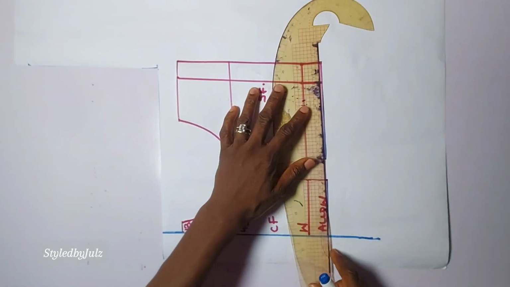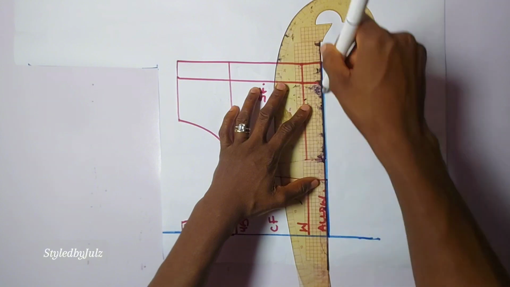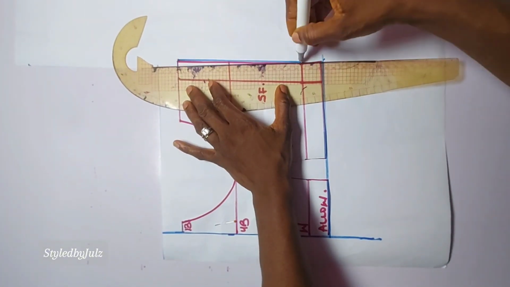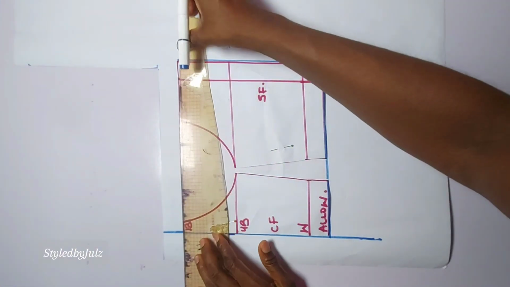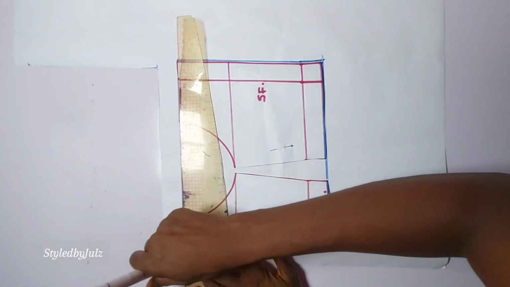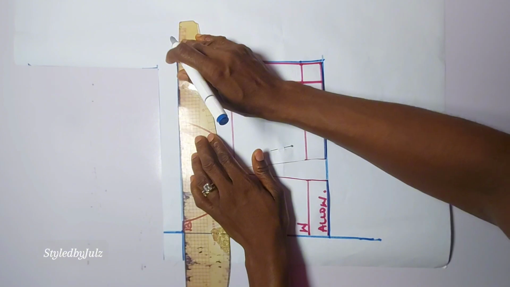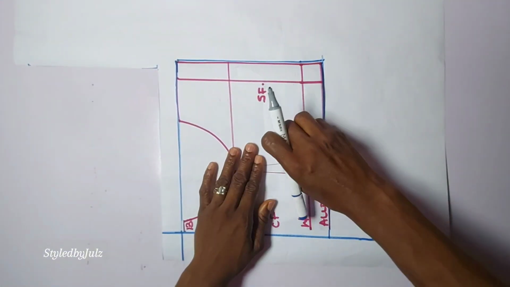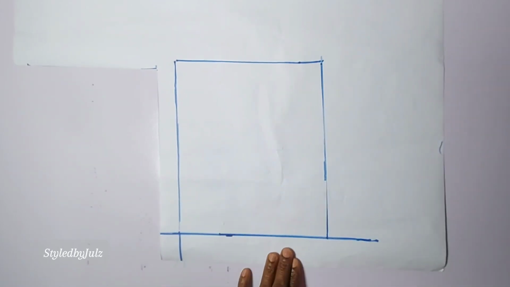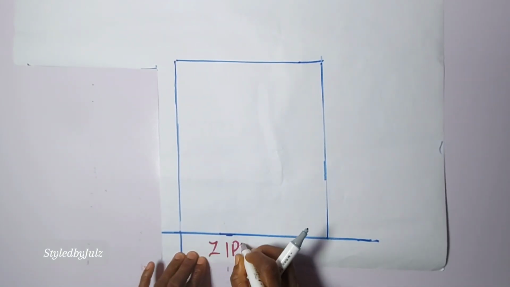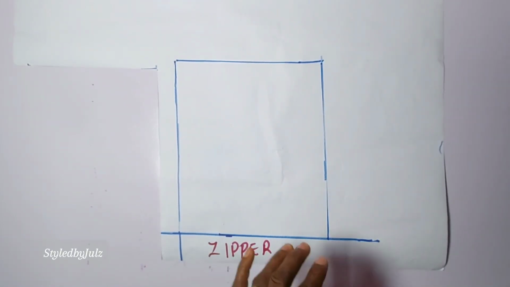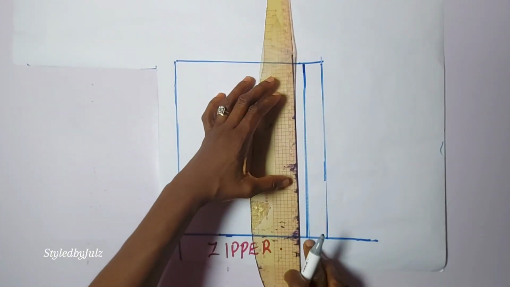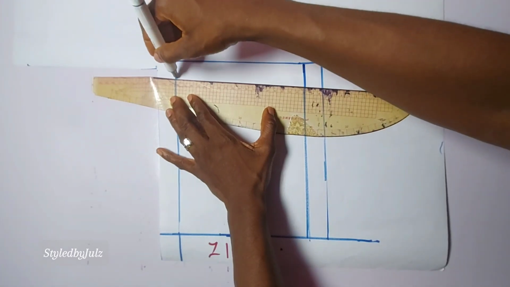So you want to make sure that you hold down your paper in place with a pin so that it doesn't move. So I'm just going to take this out now, and then I will trace out the allowances. This is my zipper, 1 inch for the bottom allowance and 1 inch for the side allowance.